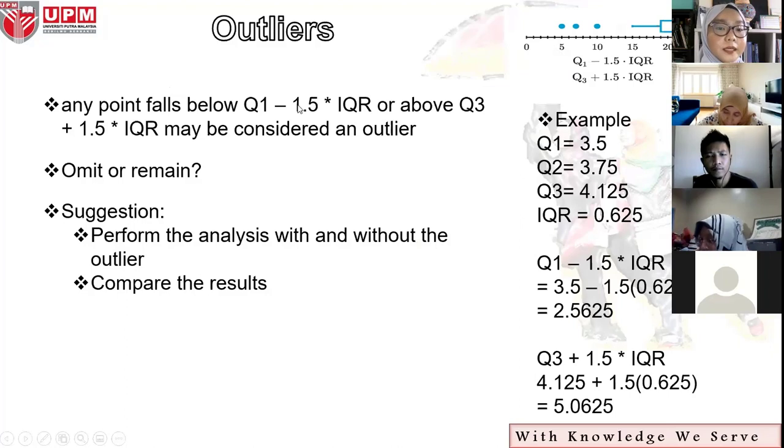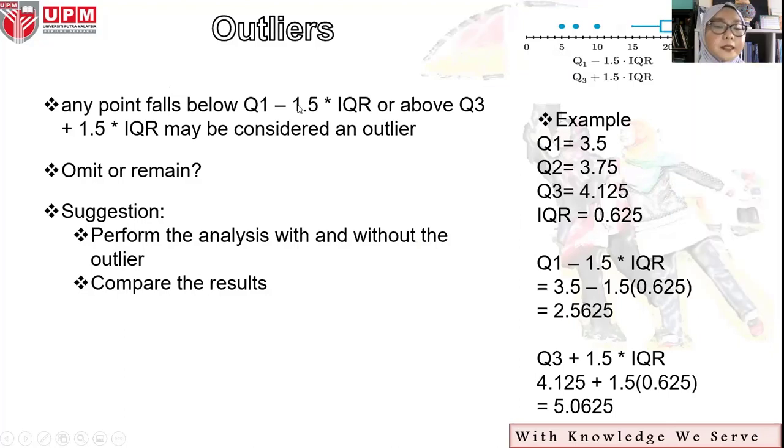Okay, outliers. How can we determine the outliers? Outliers refer to any points that fall below Q1 minus 1.5 times the interquartile range or above Q3 plus 1.5 times the interquartile range. Any point beyond these may be considered an outlier. For example, I come up with the calculation here.